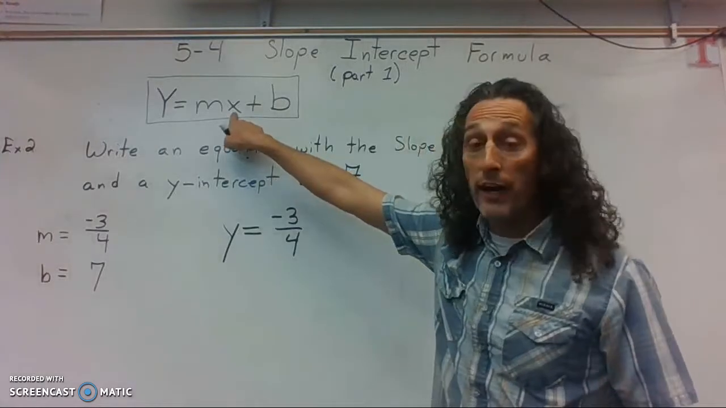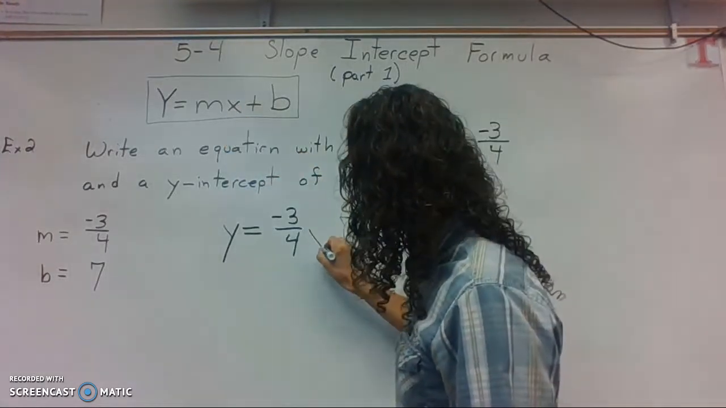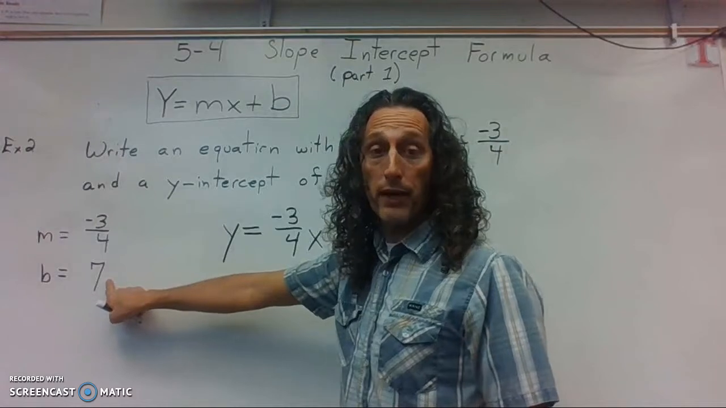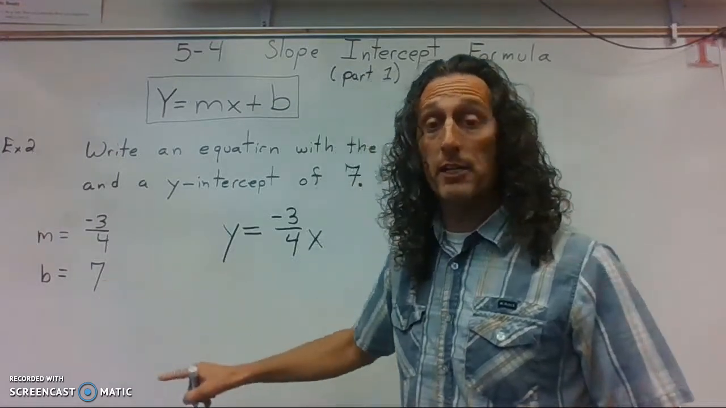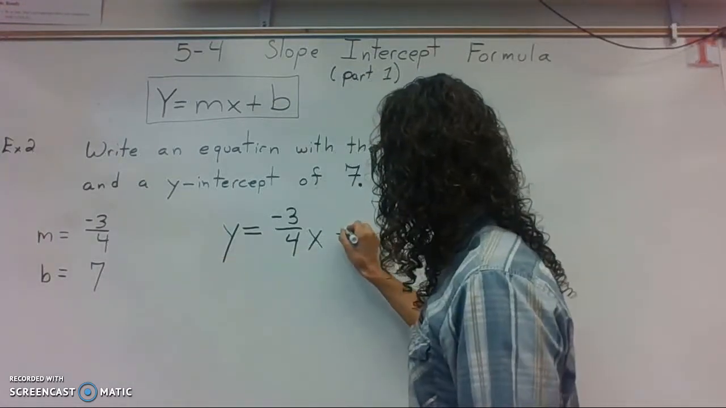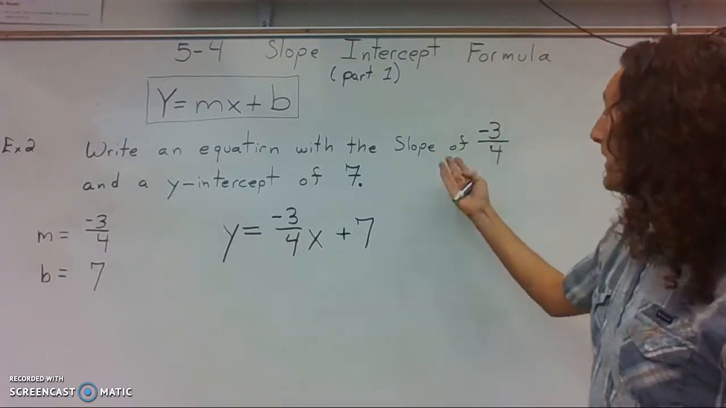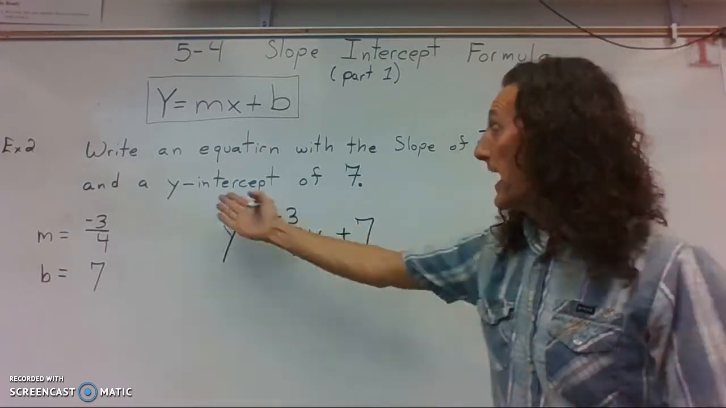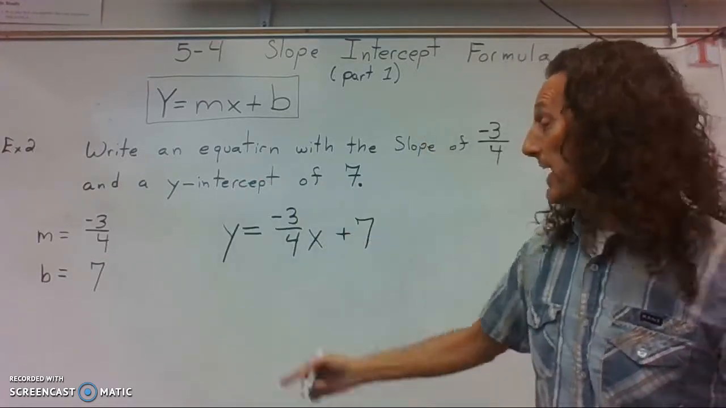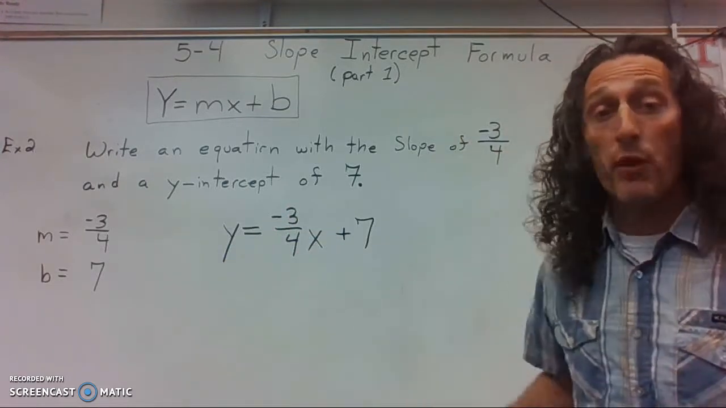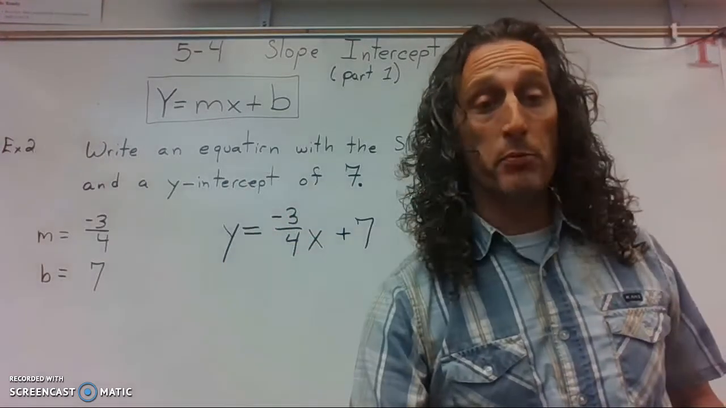Put it in front of an x, so put an x right here. And then if this is positive, put plus. If it's a negative, put minus, but that's a positive 7, so go plus 7. And you now have the equation of a line that has a slope of negative 3/4 and a y-intercept of 7. And it's y equals negative 3/4 x plus 7. That's how easy example 2 is, so let's keep going on.